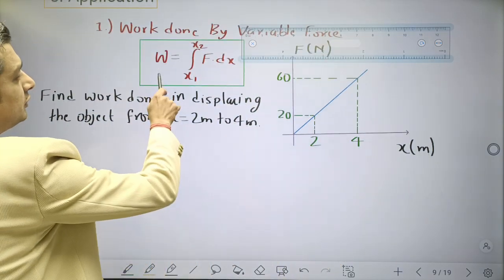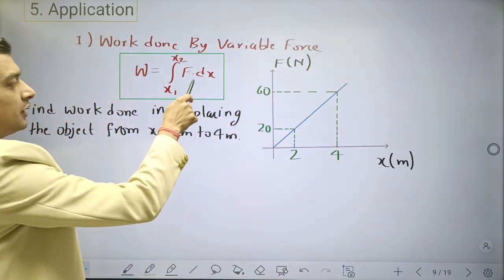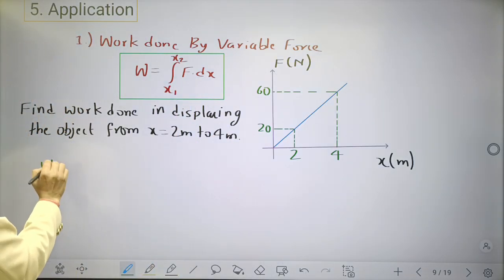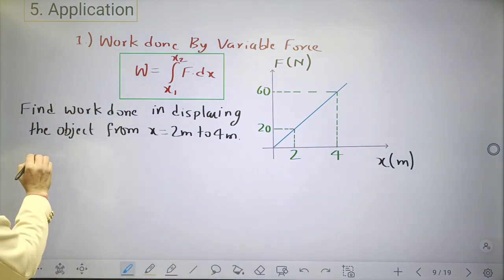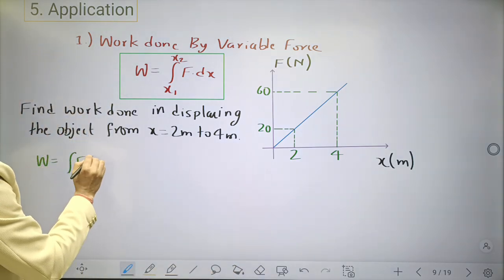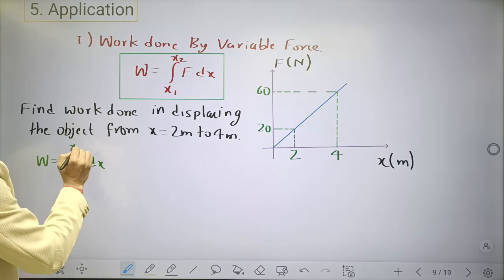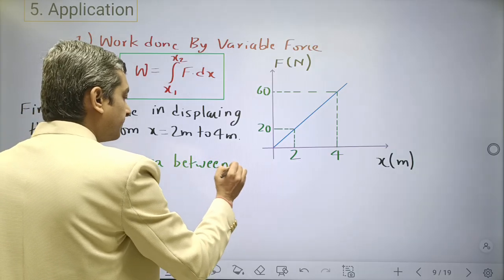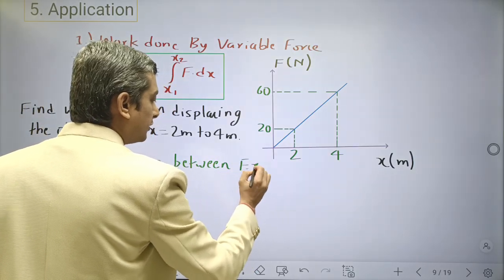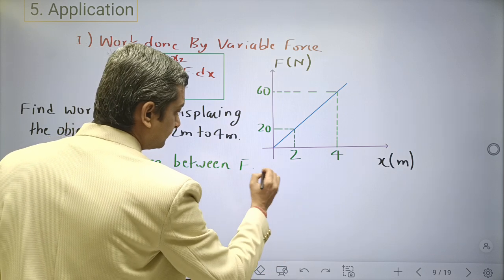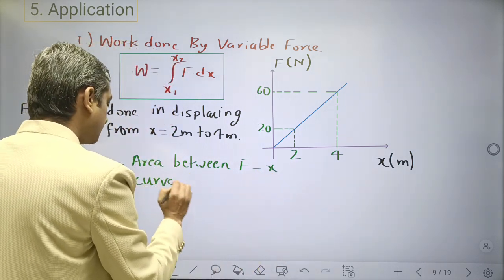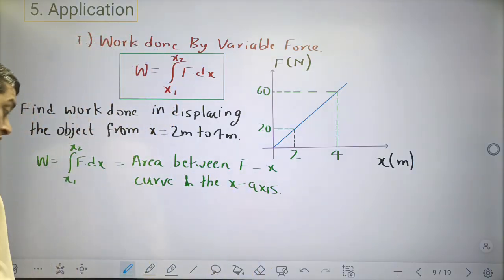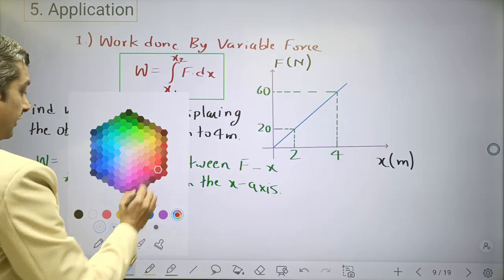So as we know, W is equal to integral F dx. And what is being represented by this F dx? This W is equal to integral F dx from x1 to x2. This is nothing but the area between the F-x curve and the x-axis. So ultimately we have to find the area.